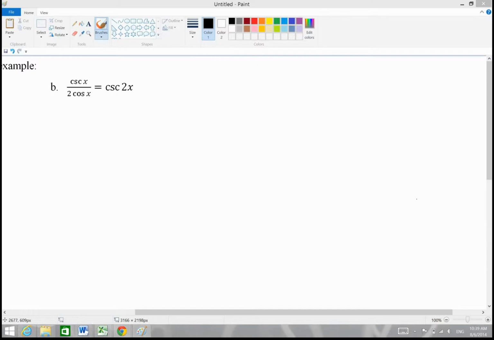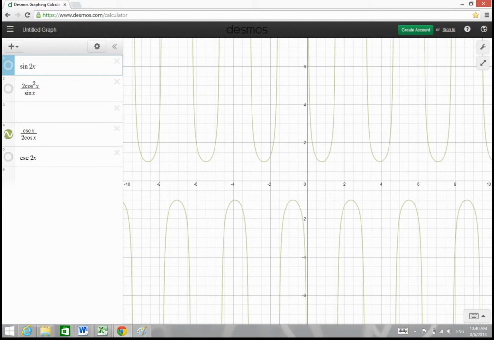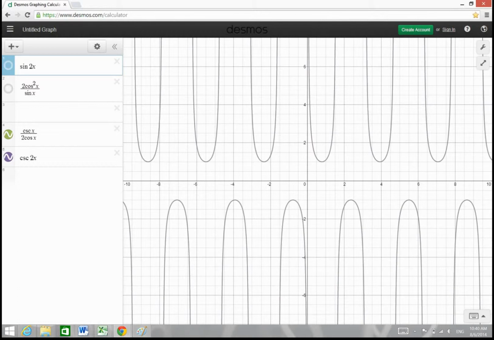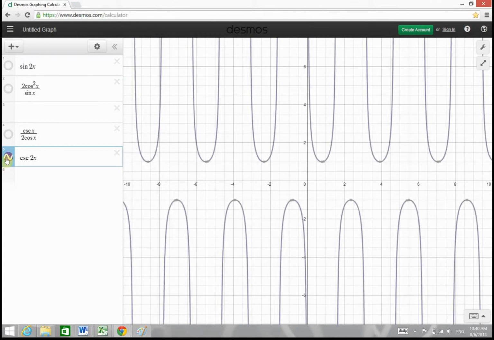Now let's work on part B. Cosecant x over 2 cos x equals cosecant 2x. First thing we're going to do is verify by graphing. There's one part. There's the other part. Wait a second. What happened there? Oh, they're equal. Great. So we can prove this one.